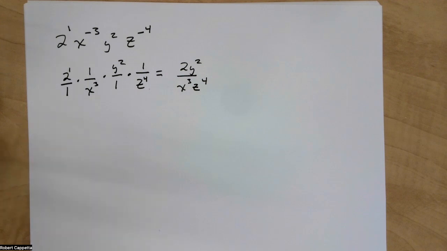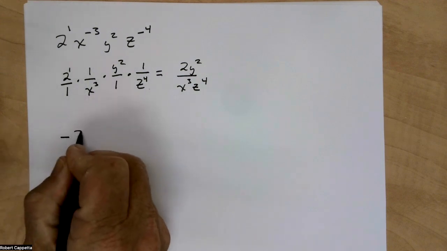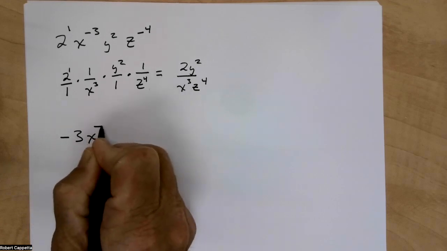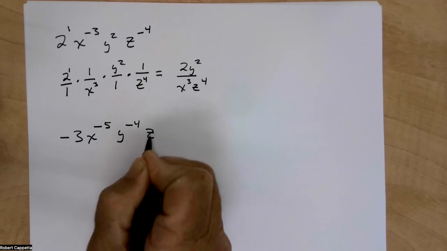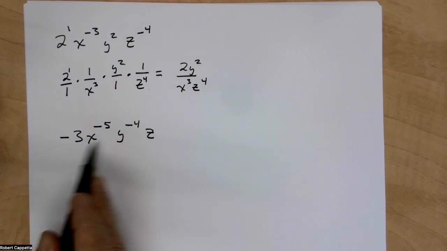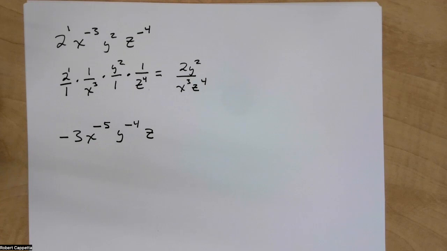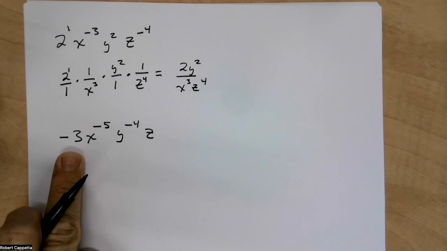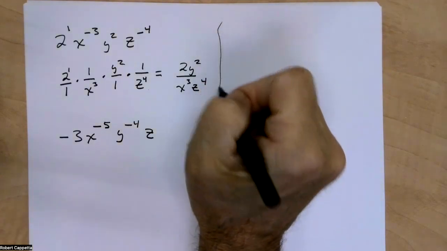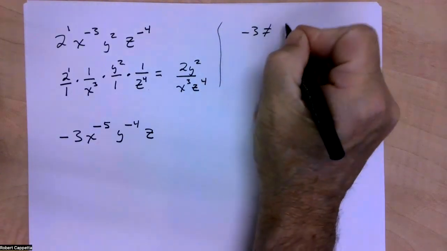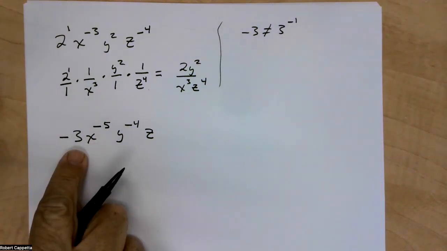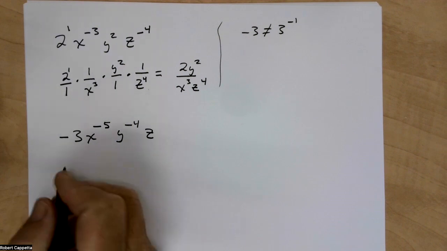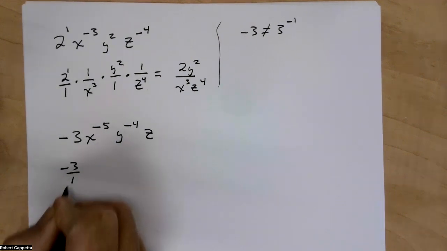Now, something to keep in mind, if I have negative 3, x to the negative 5, y to the negative 4, z, the negative exponent and the negative number become a problem for people. But we've got to recognize it means something different. Negative 3 is not the same thing as 3 to the negative 1. It is not. Negative 3 does not belong in a denominator. Negative 3 simply means negative 3 over 1.